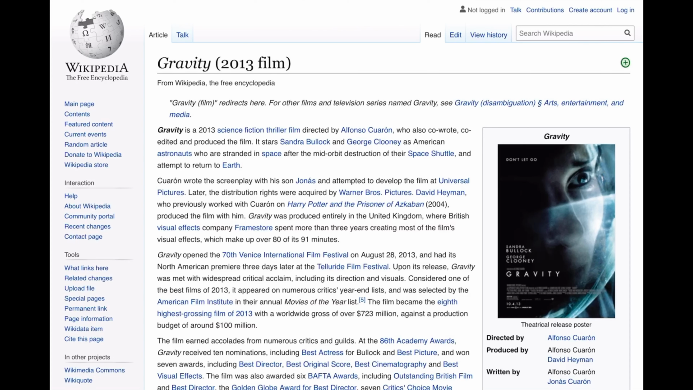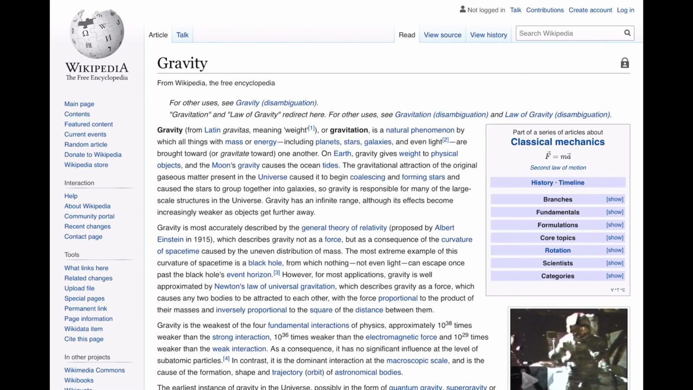Once you type the word gravity in Google search and click the Wikipedia page, this one comes. But oh, this is the Gravity 2013 film. You want this one? Yeah. Look at the second paragraph in the Gravity Wikipedia page, right over here. This paragraph is very important.